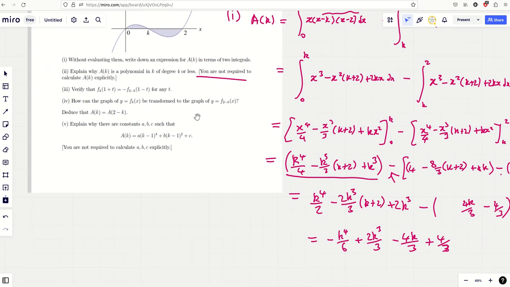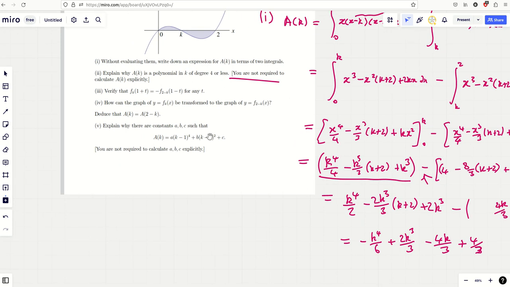And it clearly is a quartic of degree 4. Yeah, absolutely, it's a quartic in k. So yeah, it's a polynomial in k of degree 4. It's not less. Okay, part 3.